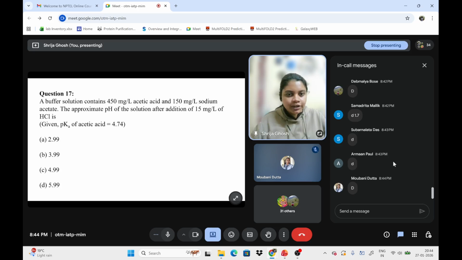So we have solved one question like this where we were adding HCl to the buffer solution and then calculating the final pH. So this is similar to that question. If you recall the question, you should be able to solve this. The only difference is in that question we had moles or molarity given. In this question we have concentration given in terms of mg per liter. So you have to take the molecular weight of acetic acid, sodium acetate and HCl into consideration.